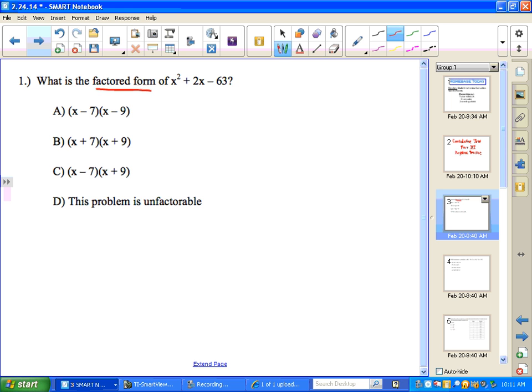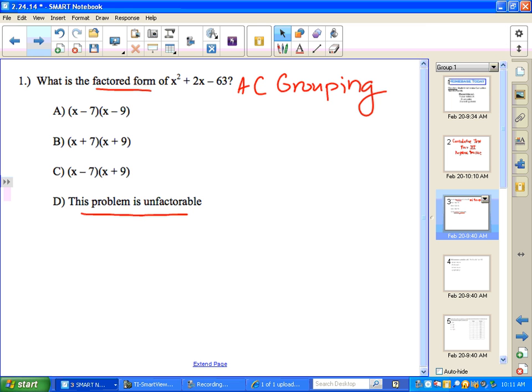So hopefully you guys realize this is an AC grouping problem. So to solve this, you have to do AC grouping to figure out which one of the factors it is, or maybe it's a problem that's not factorable. Maybe there's not an answer, which is what letter D is telling you. So let's go through and do AC grouping and see what we get. So I would make sure you write the problem down in your notebook.